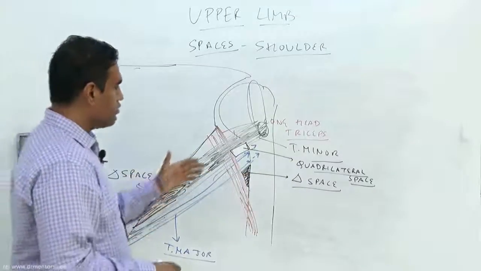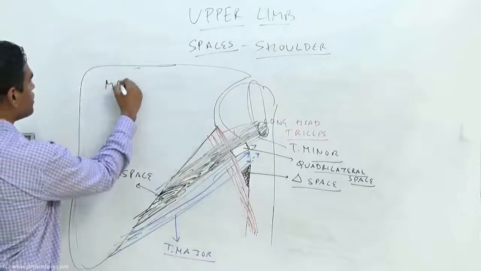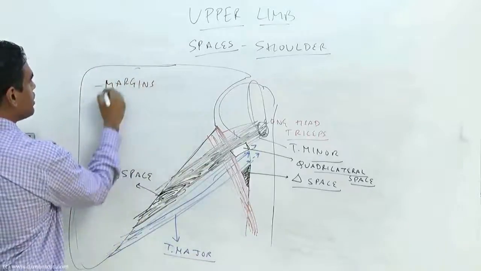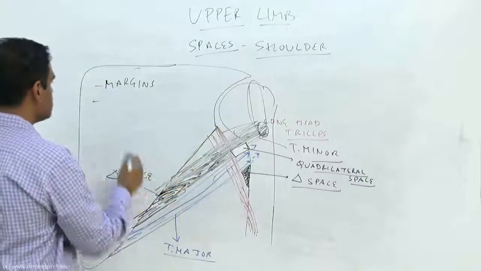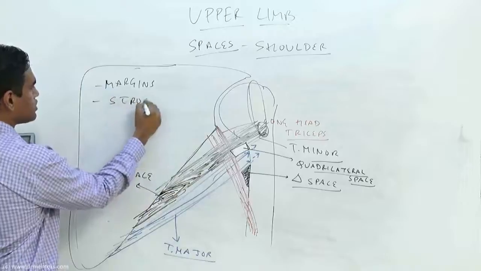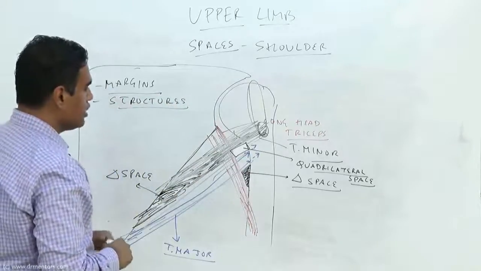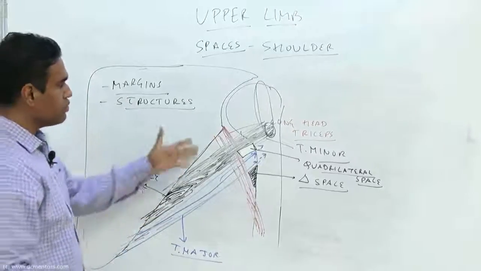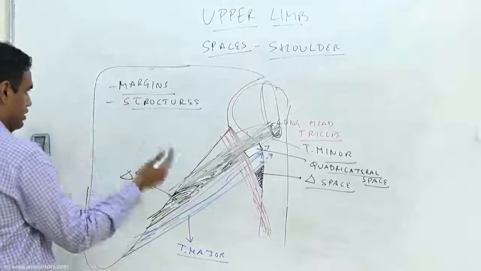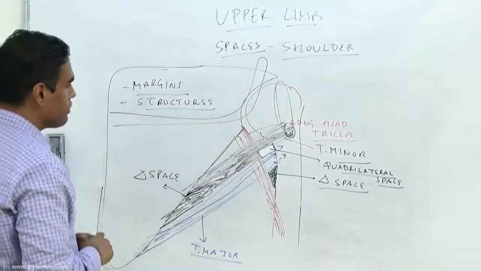Understand here, the margins of the spaces have been asked. So we have the question about the margins of spaces and what is there in the content, or what are the structures inside those spaces. The structures present in the spaces have been asked. For the margins, we have to understand that we are looking at this area from the posterior aspect again. Just remember, we can make spine and acromion over here.